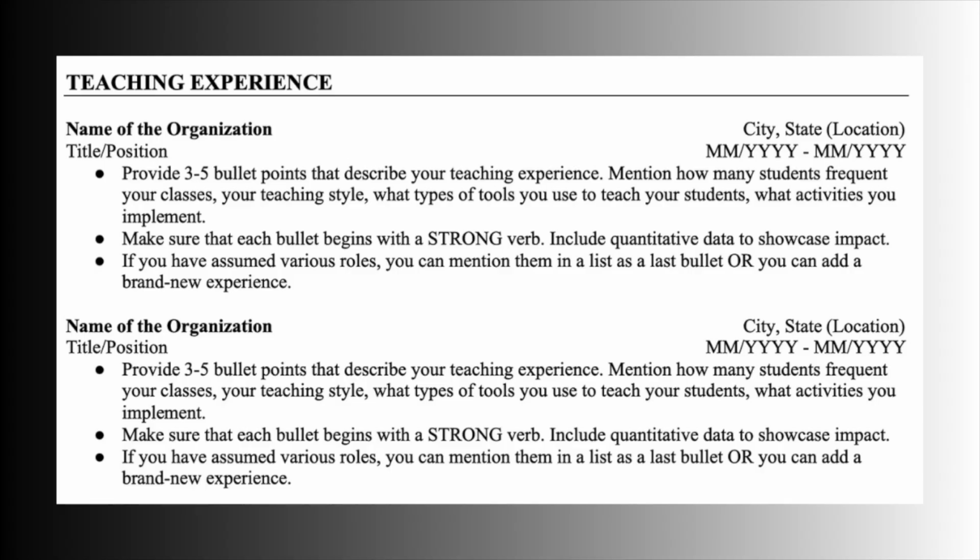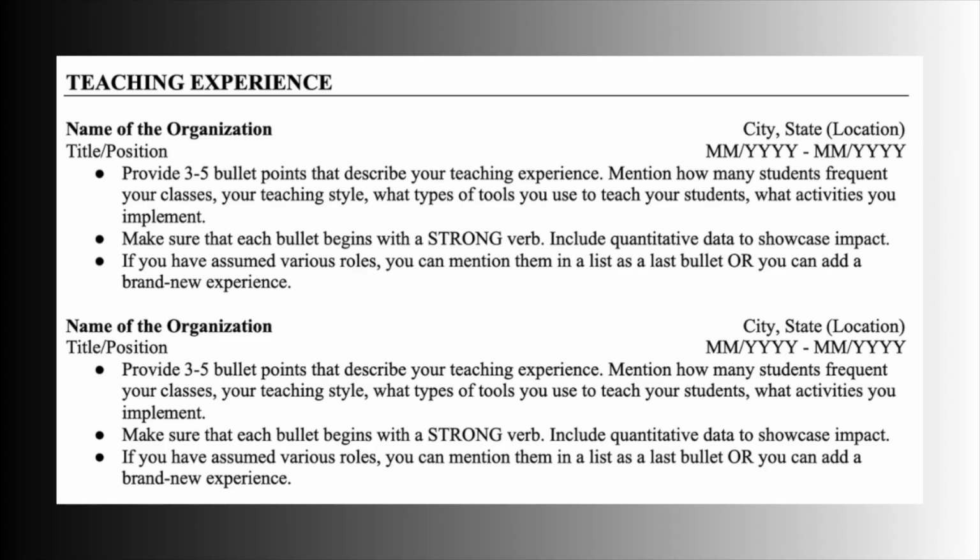So when you include this section, at this point in your career, you want to describe what you did with your teaching, right? So you want to start off with the name of the organization. So if you taught as a teacher assistant at a university, you want to write the name of the university. So you want to write University of California, San Diego. Right below that, you want to write your title or position. Were you a teaching assistant? Were you instructor of record?